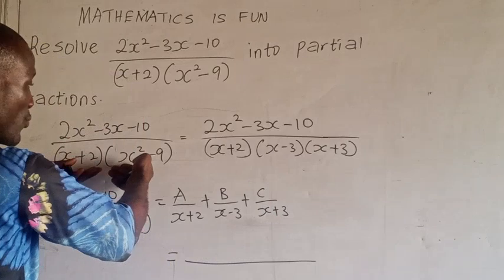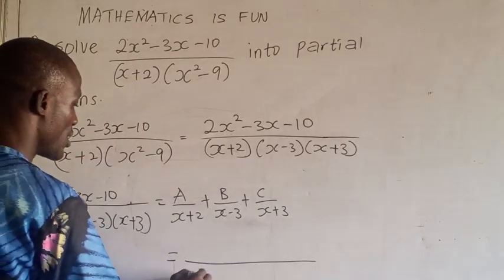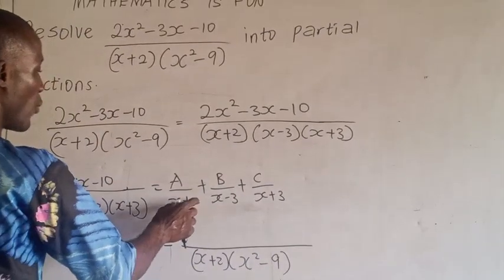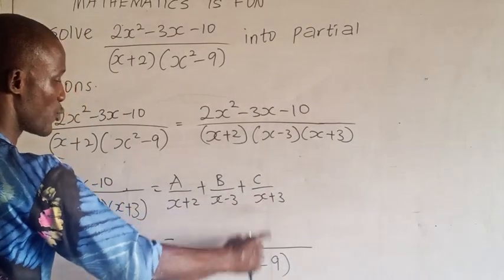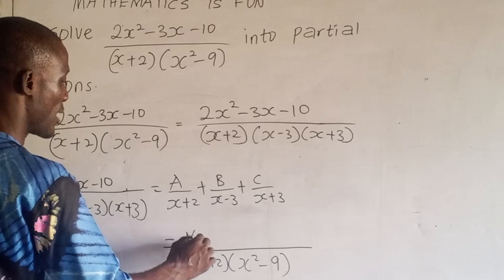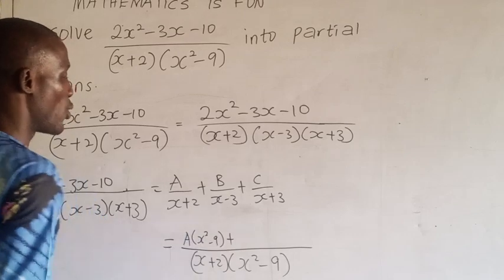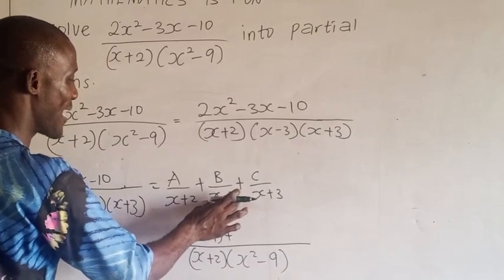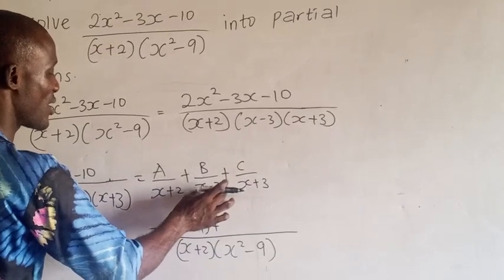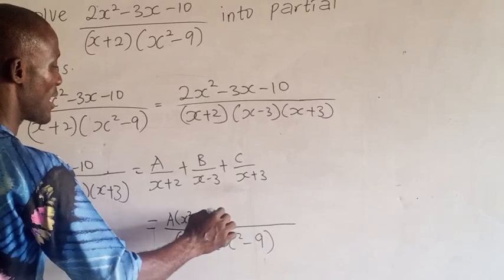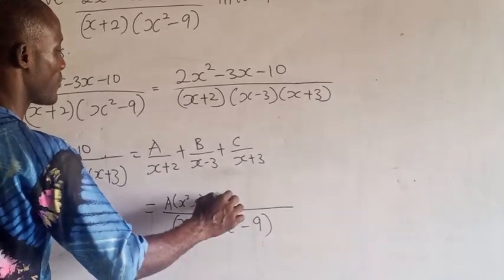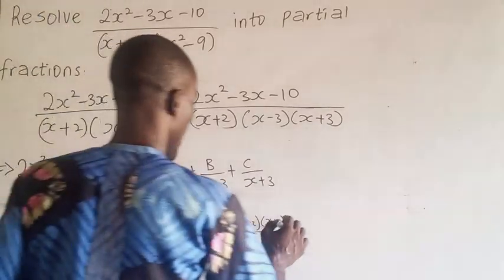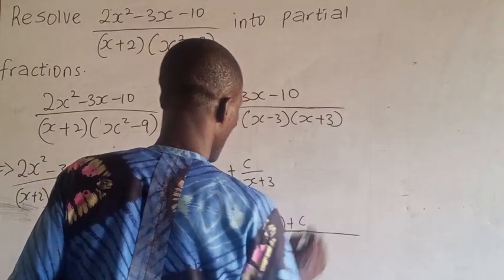The LCM will still remain what we are having here, which is x plus 2 and then x squared minus 9. Now when this one goes into this, we'll be left with this. So we have A into bracket x squared minus 9, then plus, when this one goes in, we end up cancelling out the x minus 3 that is present in this. So we have it as B into bracket x plus 2 and then x plus 3, then plus C.